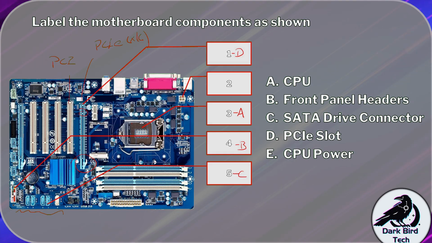And then number 2 is over here. And that is the CPU power connector. If you're thinking, hang on, but what about this one over here? That's the motherboard power connector. The CPU's power connector is always near the CPU socket itself. It might be a 4 or an 8-pin connector, but it normally is always near the CPU.